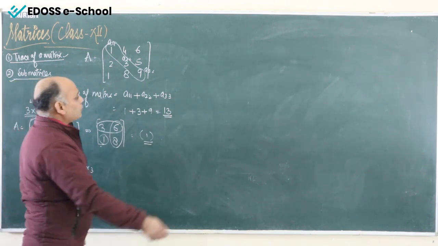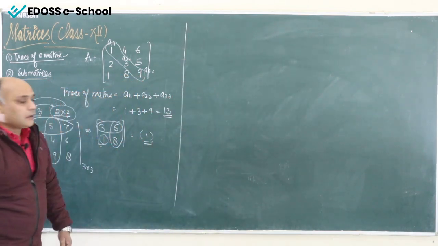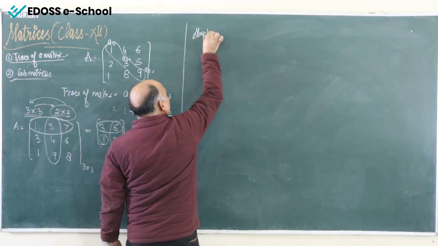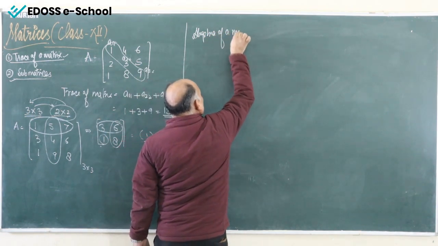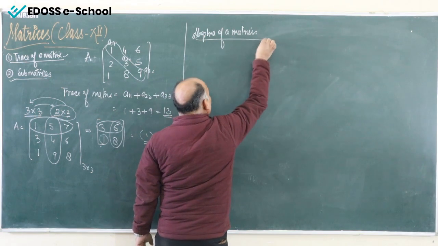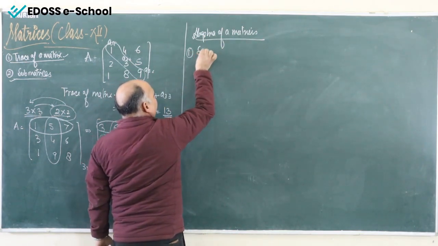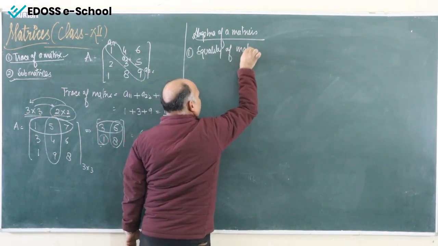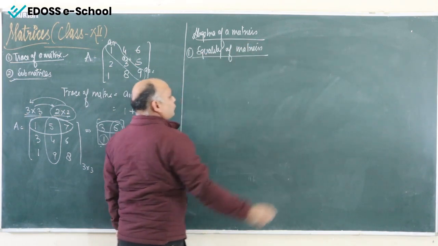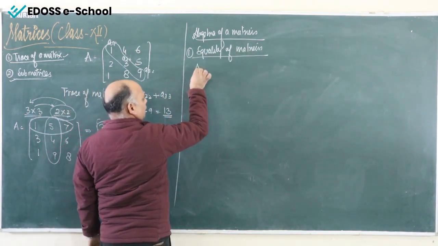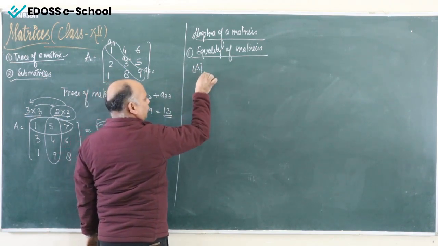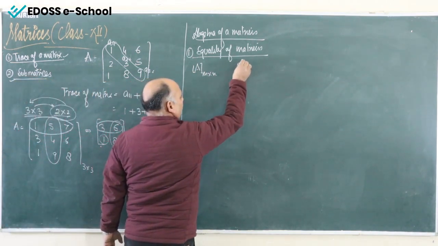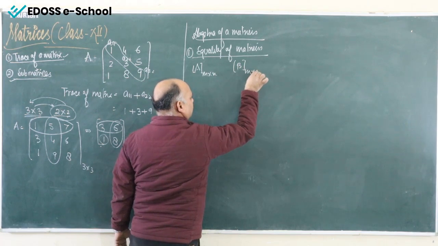Now let us come to the most important point of matrices, that is the algebra of matrices. In this case, first we will talk about equality of matrices. Suppose there are 2 matrices. The first one is A, and its order is m cross n. Suppose the second matrix is B, and its order is also m cross n.